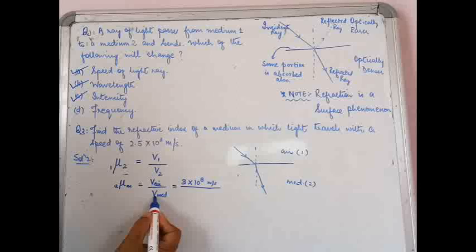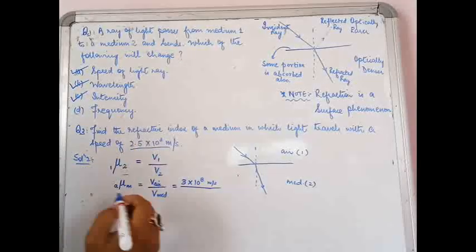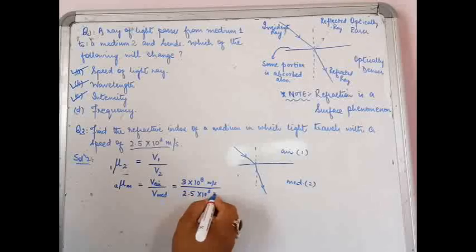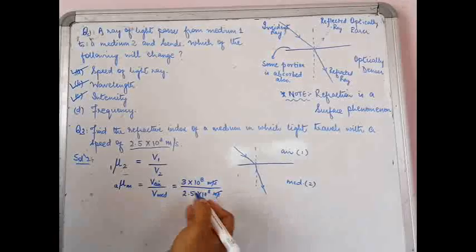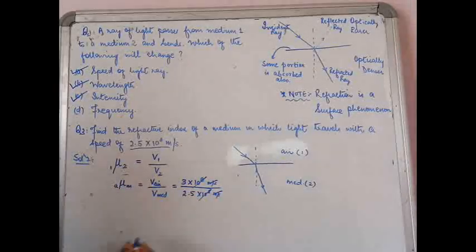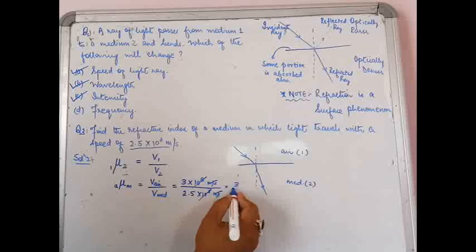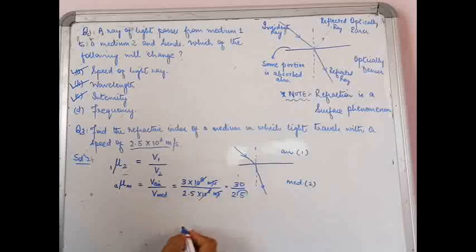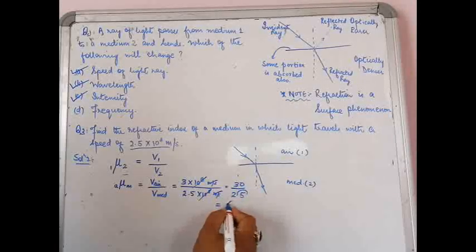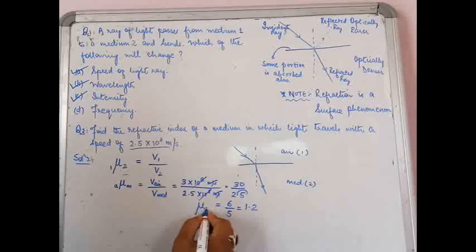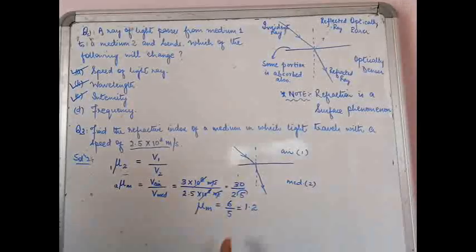Okay, and the velocity of light in our medium is already given in the question, so you will put that 2.5 into 10 to the power 8 meters per second. Okay, so obviously the units are the same, so they get cancelled. 10 to the power 8 and 10 to the power 8 also get cancelled, so we are left with 3 upon 2.5. So you remove one place of decimal, you put a 0, so you will have 5 sixes are 30 and 5 fives are 25, so this comes out to be 1.2. Okay, so your refractive index of the medium is 1.2.